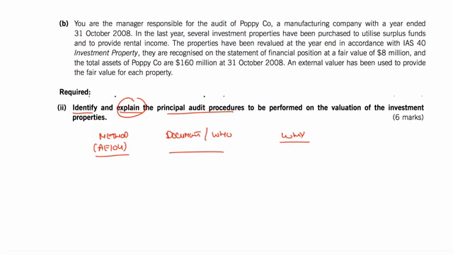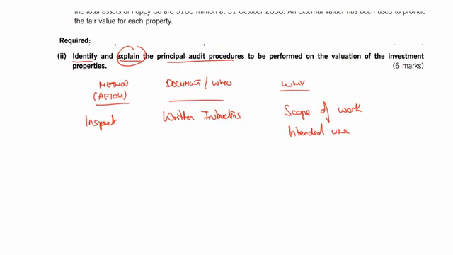So, first of all then, we need to inspect the written instructions that Poppy gave to the valuer, because then we can see the scope of the work. So we make sure that the valuer knows the scope and knows what is required to do, and also knows the intended use, okay, which should help with the IAS 40 stuff.